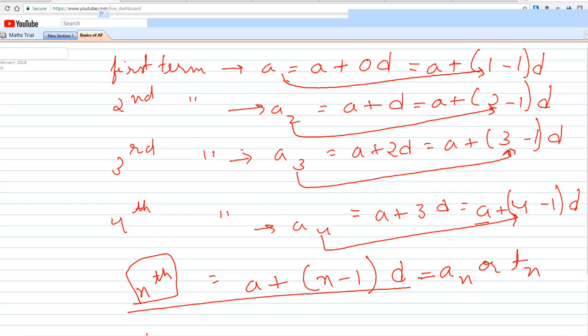Right? So if you have any doubt, ask me about it right now. Then we are going to move to the formula of summation.